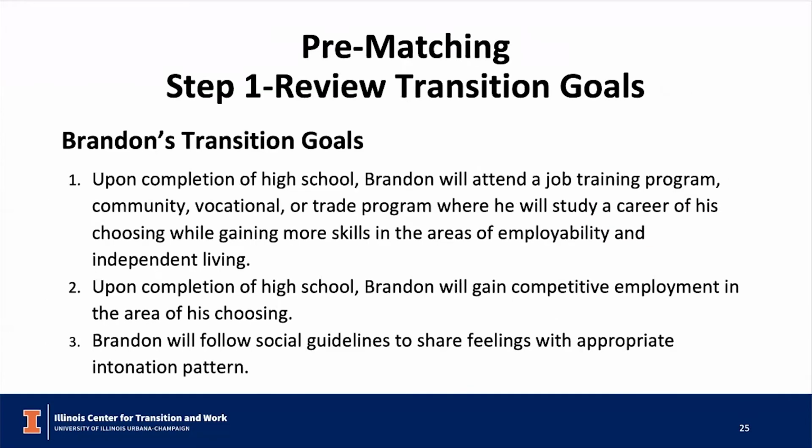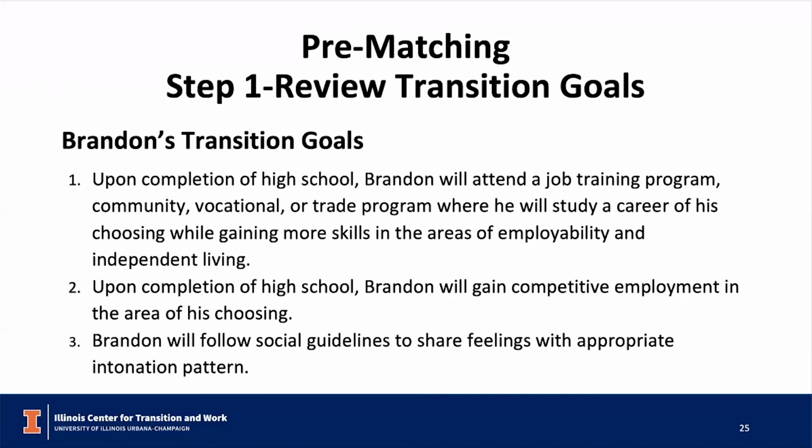And so the first step now is to review the transition goals. So Brandon has 3 goals, one for each area. So upon completion of high school, Brandon will attend a job training program, community, vocational, or trade program, where he will study a career of his choosing while gaining more skills in the area of employability and independent living. So that is his education and training goal. And then his second goal, upon completion of high school, Brandon will gain competitive employment in the area of his choosing. So this is his employment goal.